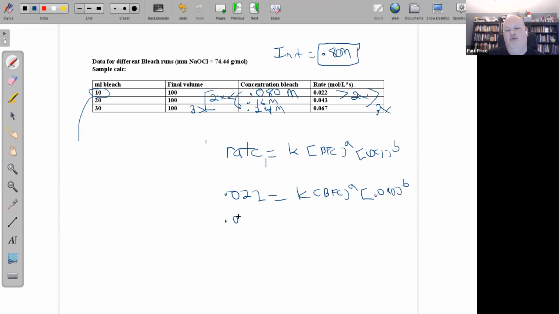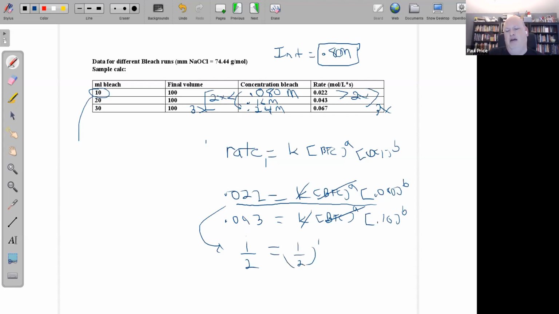And then the other one, I'm just going to do one of them, 0.043 is k. The initial concentration of food coloring was the same that I started with. And this is 0.16 to the B. Well, if I take these two reactions and divide them, okay, k is the same for the run. Since I started with the same initial amount of blue food coloring, I added that one drop, those disappear. So this number then becomes basically 1/2. And this is equal to 1/2 to the B. So B turns out that it's 1.